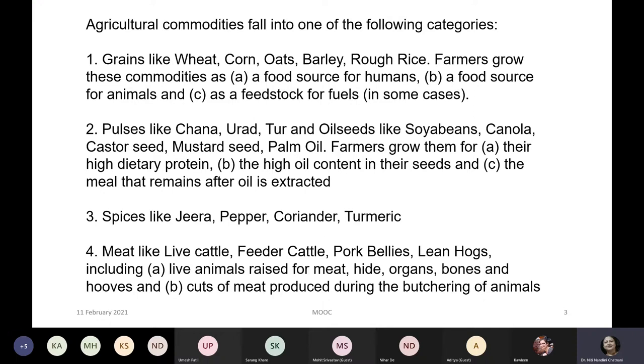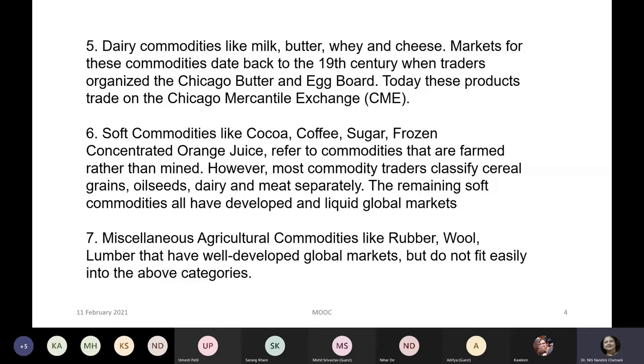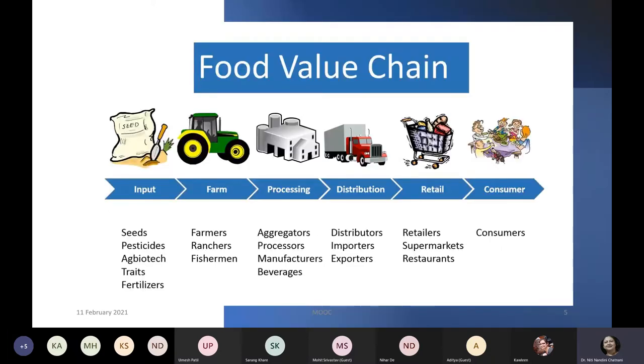But then even meat, like live cattle or feeder cattle or pork bellies, is a part of agricultural commodities. Then dairy commodities like milk or butter. Again, India is the world's biggest exporter of milk. Soft commodities, as a generic term, include things like cocoa, coffee, sugar, or orange juice. And then other miscellaneous commodities, one category to include all the remaining agricultural commodities like rubber or wool or lumber, which have very big global markets in which they are traded. So these are all the various types of agricultural commodities that we have.